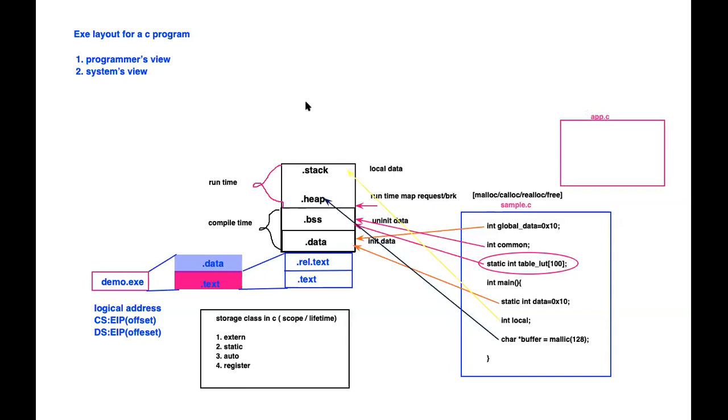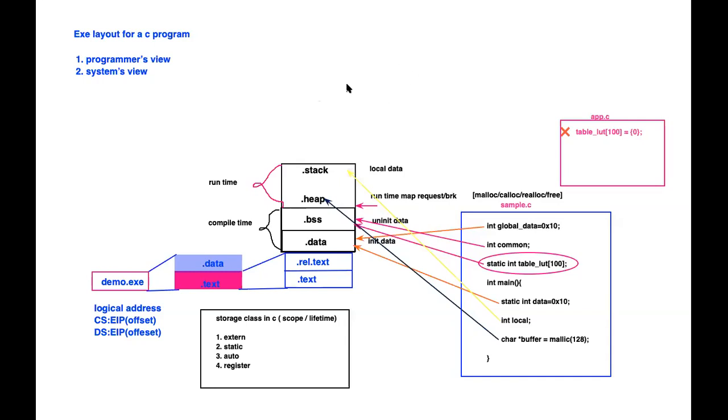But within that file, it can be modified, right? Exactly. It is global, so any function can edit it in that file, but nobody can access it outside the file. So if I say something like table_LUT of 100 is equal to something like this in another file, it is not possible.